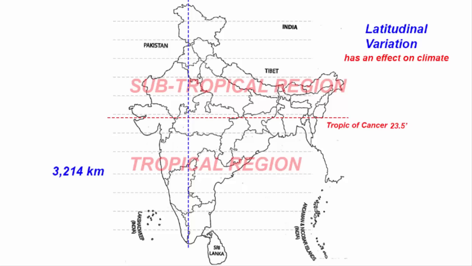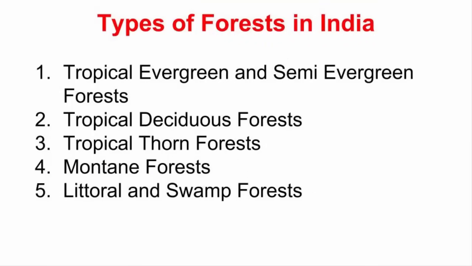So it is very important to understand this when we talk about the variety of natural vegetation that exists in India. Alright, now that you have a brief overview of the latitudinal spread of India, based on that, Indian forests can be broadly divided into 5 types. We'll go through each one of them and get a good glimpse of India's natural vegetation.